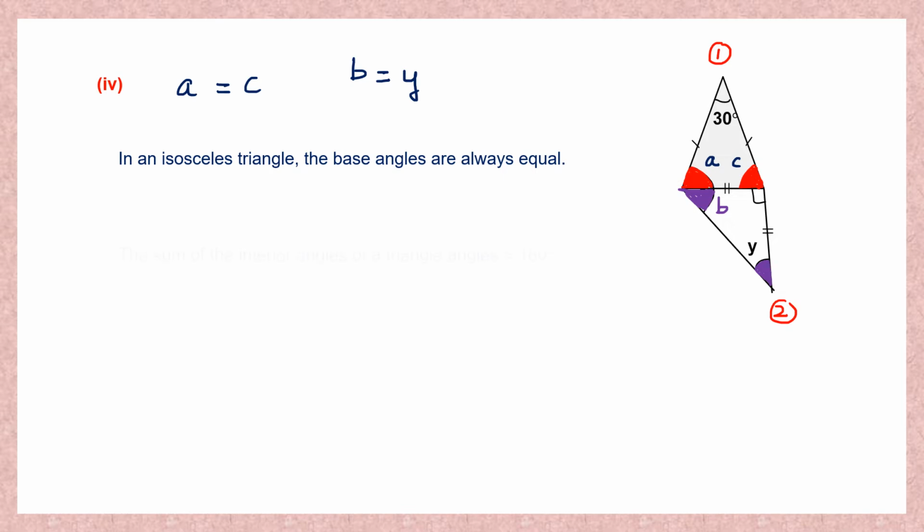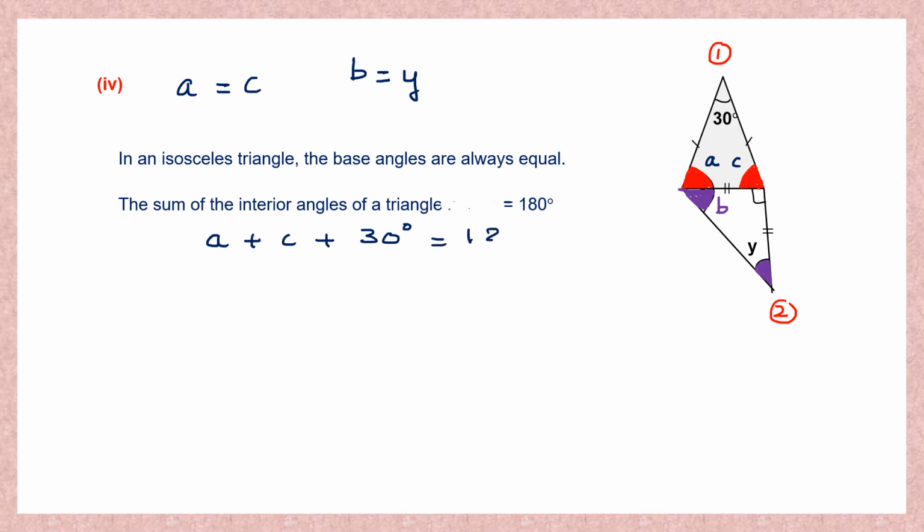Now we're going to make use of this property. The sum of the interior angles of a triangle equals 180. So let's look at triangle 1 and apply this property. So that means A plus C plus 30 degrees equals 180 degrees. Now here we said A is equal to C, and since we want to find A, we will replace C with A.